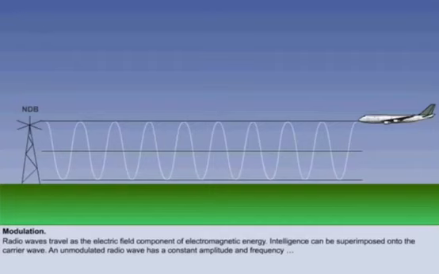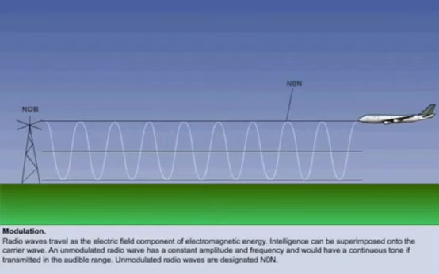This type of signal is ideal for direction finding equipment such as the Automatic Direction Finder, ADF. Its waveform would look like this. If the carrier wave were transmitted at a frequency in the audible range, one would hear a continuous tone, like this. Radio signals are designated according to their characteristics. The unmodulated carrier wave is designated N0N.